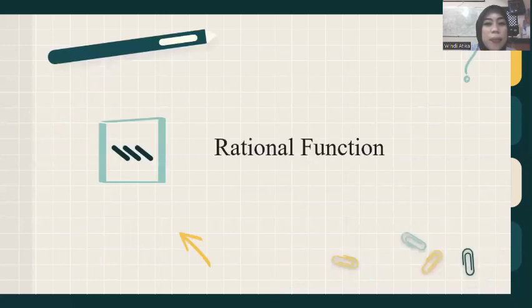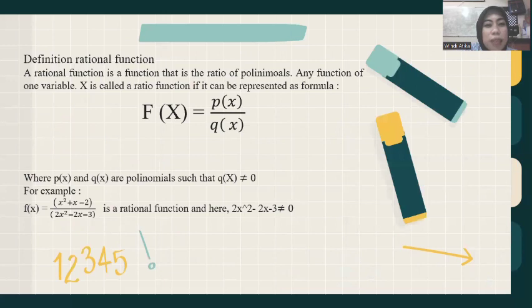Next, rational function. What is a rational function? A rational function is the ratio of polynomials. A function of one variable x is called a rational function if it can be represented by the formula f(x) equals p(x) divided by q(x), where p(x) and q(x) are polynomials such that q(x) is not equal to 0.